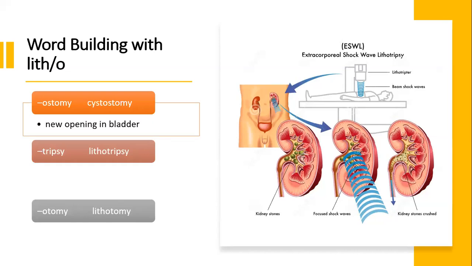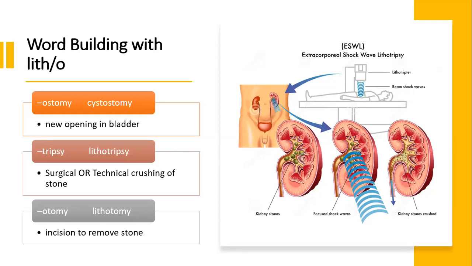Cystostomy, a new opening in the bladder, like a suprapubic catheter or cystofix. It's also called cystofix. Lithotripsy, surgical or technical crushing of the stone. Sometimes we use a surgical instrument for crushing the stone. Lithotomy, meaning incision to remove the stone, a surgical operation to remove the stone, like pyelolithotomy or nephrolithotomy.